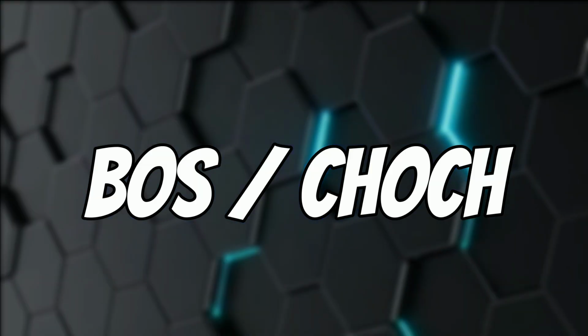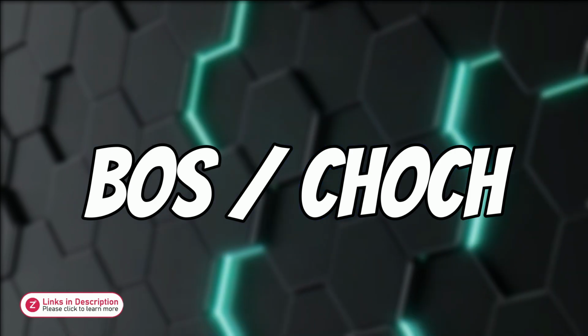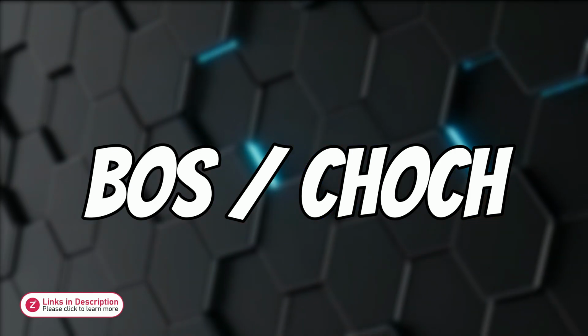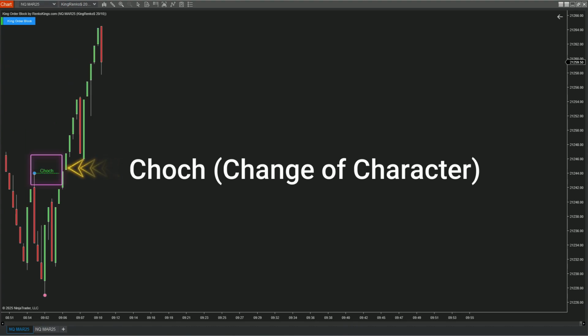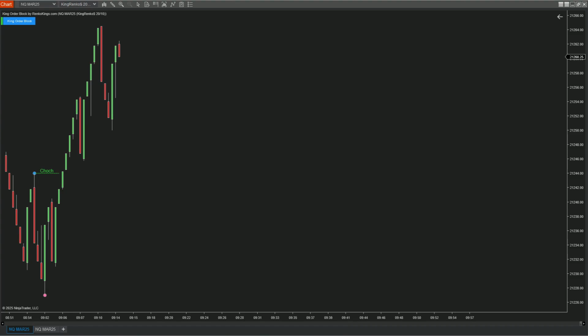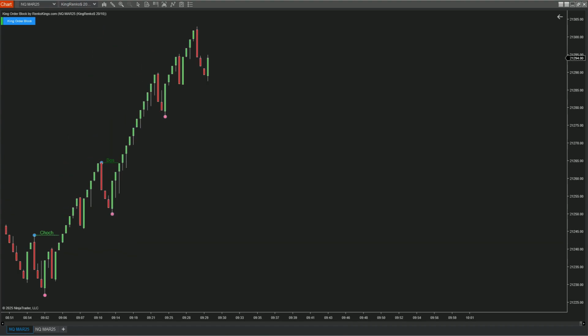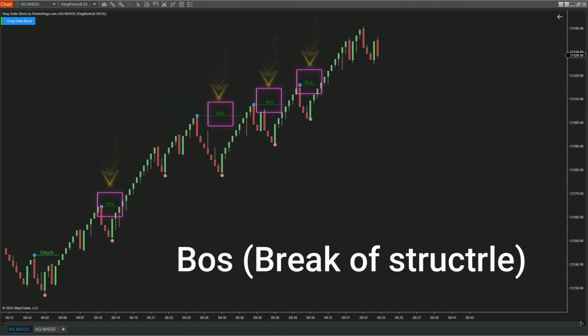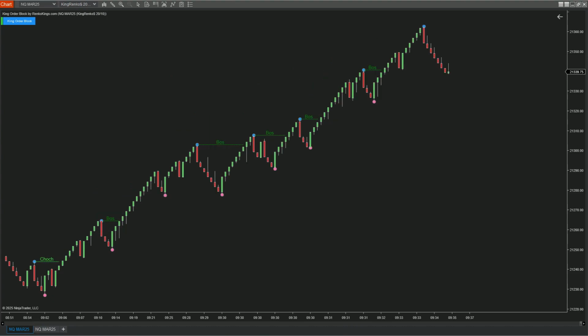Next, let's talk about identifying BOS, break of structure, and Chach, change of character, and why it's essential to spot these to identify order block. First, we have the Chach green, which signals that price has changed its structure and shifted to an uptrend. After the Chach green appears, and as price starts to form an uptrend structure with higher lows and higher highs, a BOS, break of structure, will be formed once the price breaks above the previous high. This is a strong signal that the uptrend has truly begun.